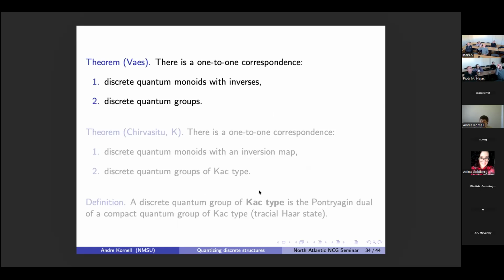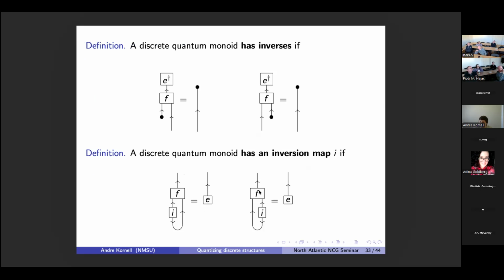Excuse me. Yes. Could you come back to this definition of the inversion map? So is there a relation between this inversion map and the antipode for a bialgebra? Yes, okay, so having inverses is not enough to correspond to the antipode. So far, I've defined two different properties of discrete quantum monoids. The way to think of this I is it's basically the quantum relation that's associated to the antipode.